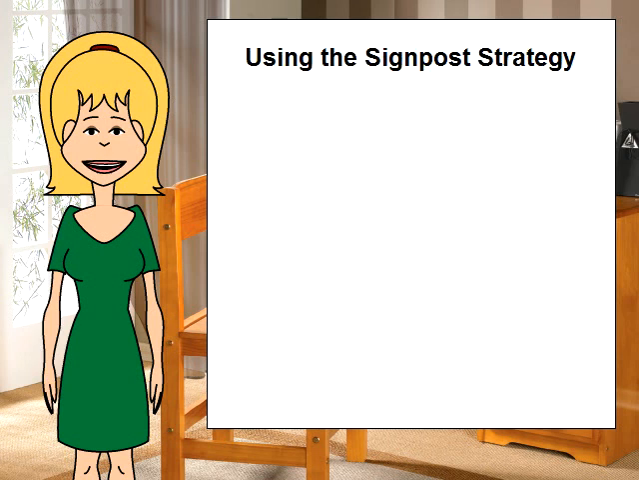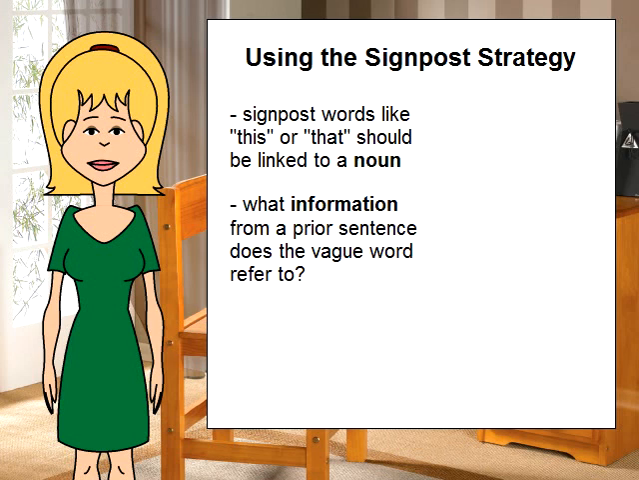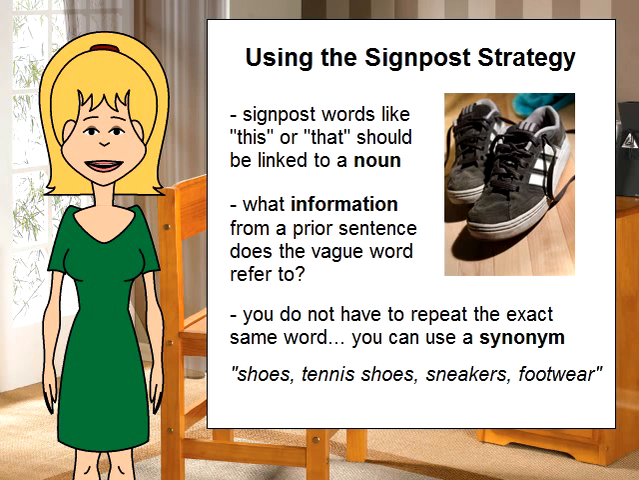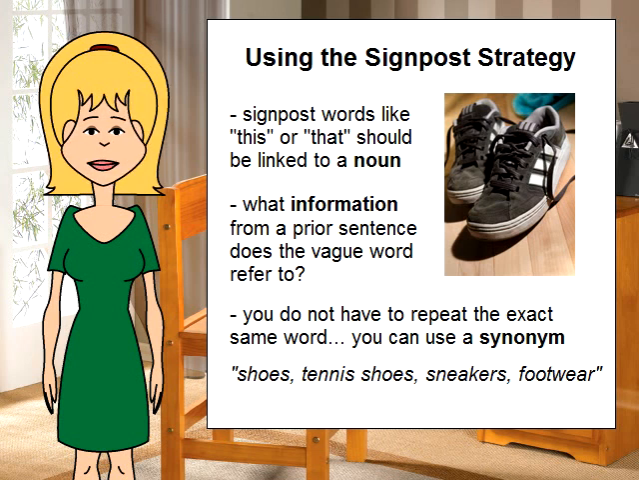Using the signpost strategy is not hard if you pay attention. If you see a signpost word, match it to a noun or noun phrase. Try to think about important information that you discussed in a prior sentence. Do your vague words refer back to that information? And remember, you don't have to reuse the exact same words. You can use a different word with a similar meaning. For example, for the word shoes, synonyms might include sneakers or footwear.